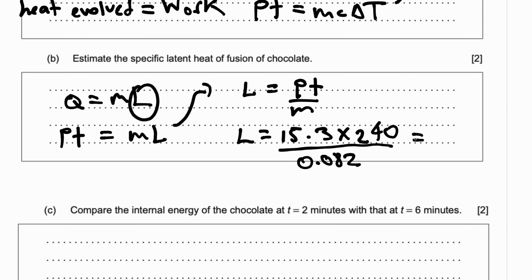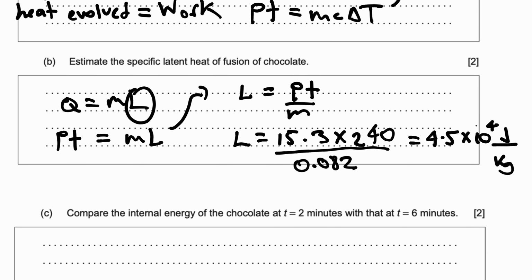When I put it into my calculator, 15.3 times 240 over 0.082, I get approximately 4.5 × 10^4 joules per kilogram. Now be careful with your units. In significant figures, this is the right answer.